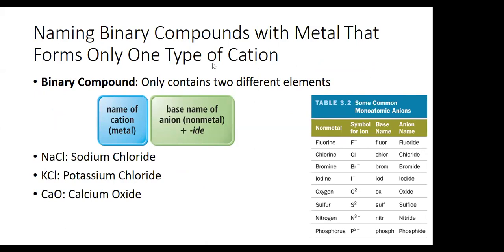And what you do for these is that you just start off and you name the metal. That's all you do. So sodium, potassium, or calcium. Then for the non-metal, you give the first part of the name, you add ide. So sodium chloride, because it's sodium and chlorine. Potassium and chlorine would be potassium chloride. Calcium and oxygen would be calcium oxide. So it's the name of the metal plus the name of the non-metal, and you just replace the ending of the non-metal with ide.